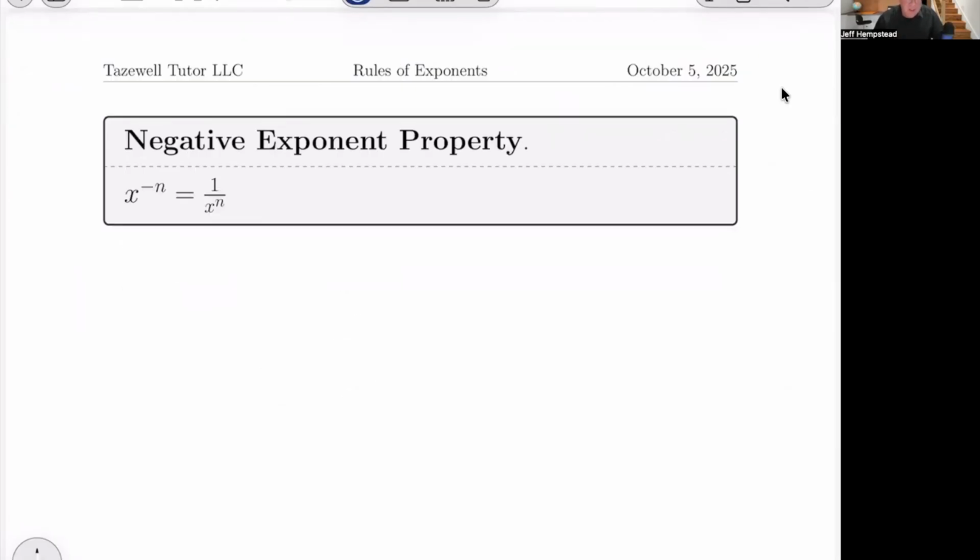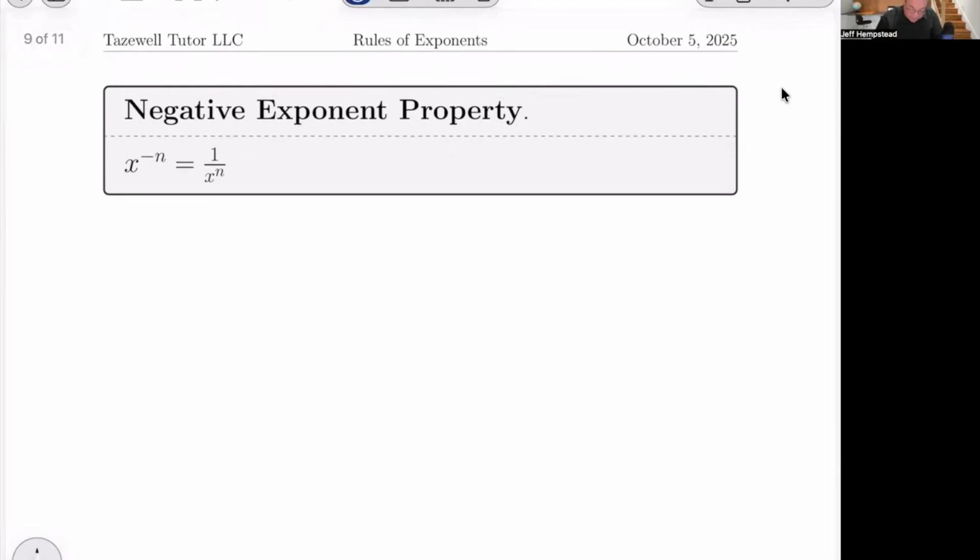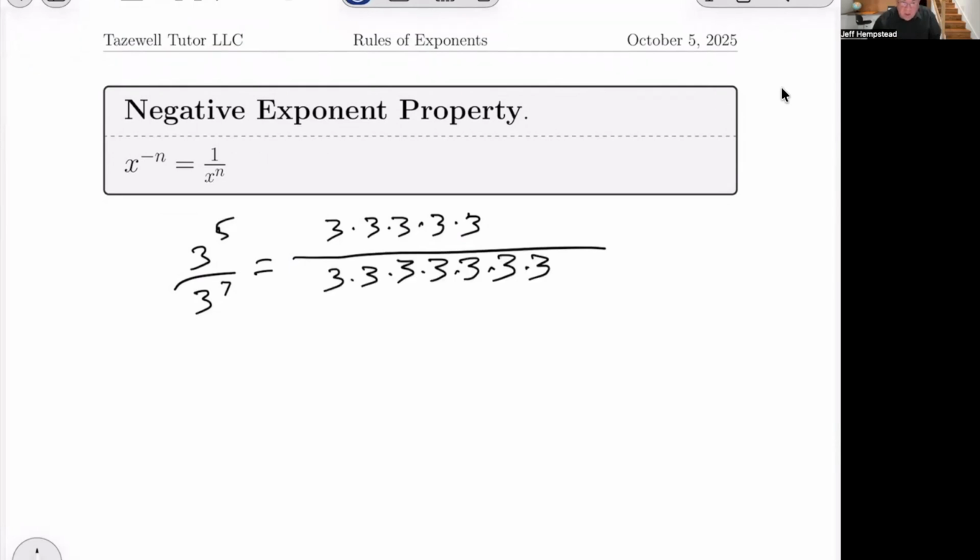So here's the negative exponent property. If you have any base raised to a negative number, what we're going to do is change the negative exponent to a positive exponent and move the whole kit and caboodle into the denominator. It looks like this. Let's go 3 to the 5th divided by 3 to the 7th, and 7 of them down below. And they'll divide out pairwise. And remember, there's always that invisible 1 when you're multiplying. This is 1 over 3 squared.